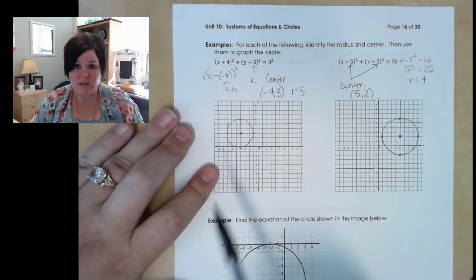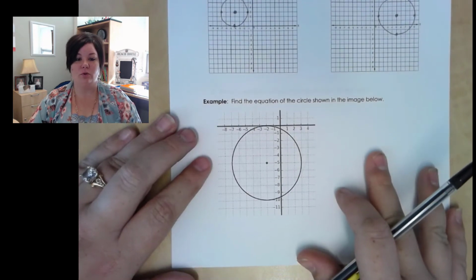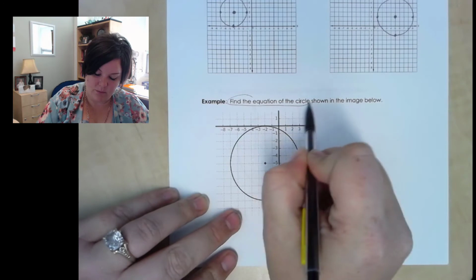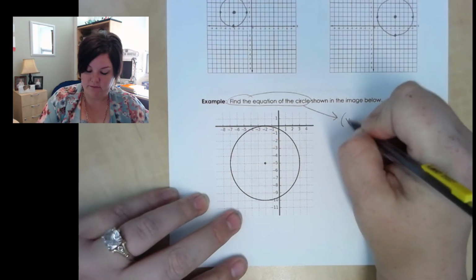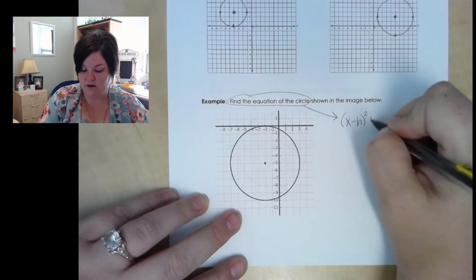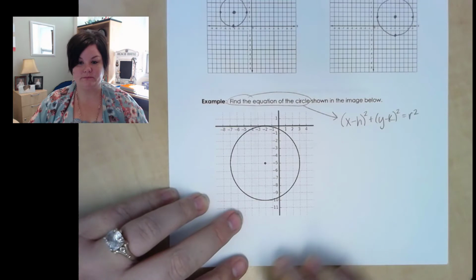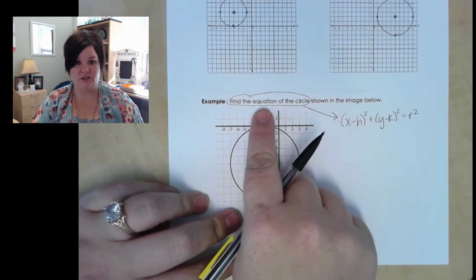I want to look at one more type really quickly, and that is when we are given the actual graph of the circle and we want to find the equation of the circle. Now, anytime we want to find the equation of the circle, we should be thinking of that formula, (x - h)^2 + (y - k)^2 = r^2. Okay, this is what we want to come up with when it asks us for the equation of a circle.